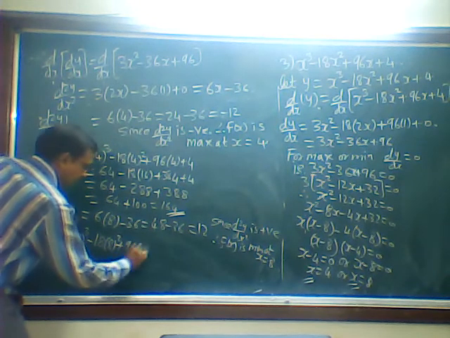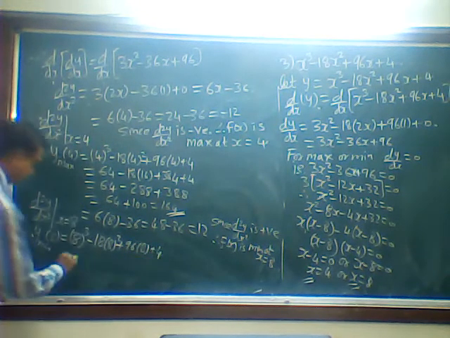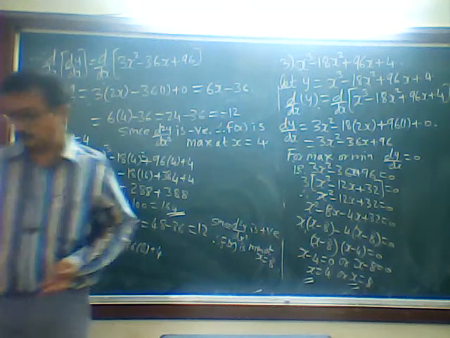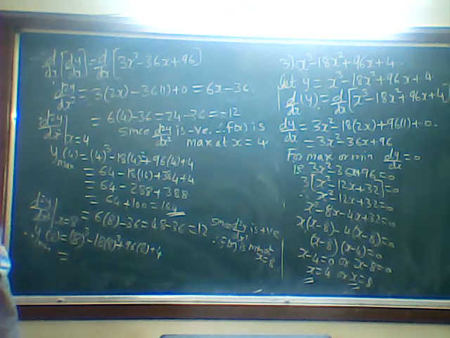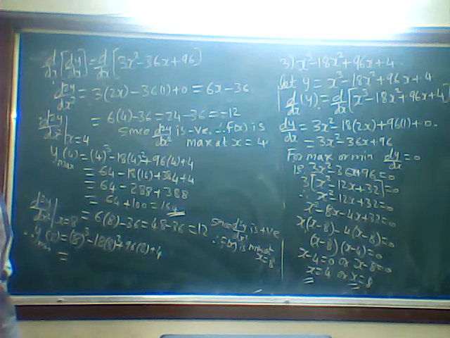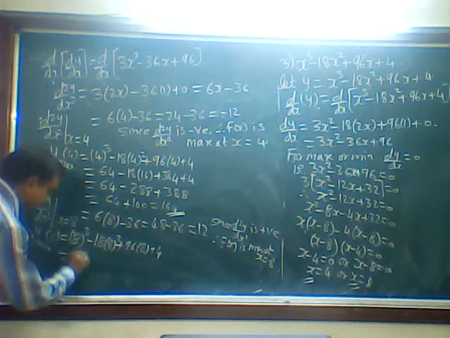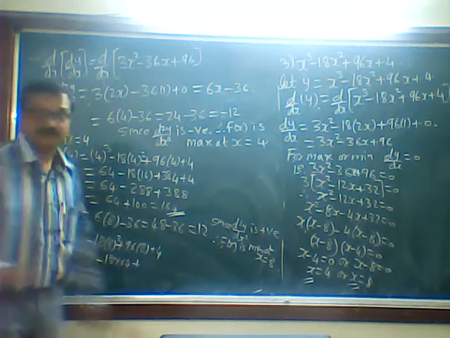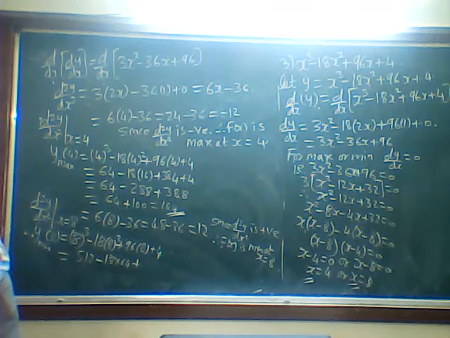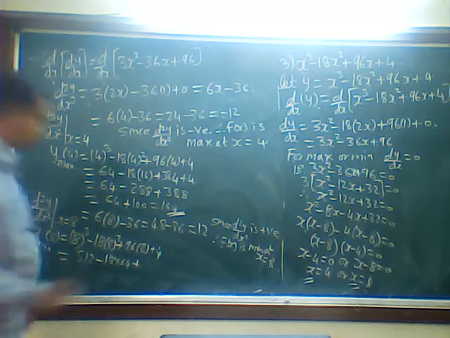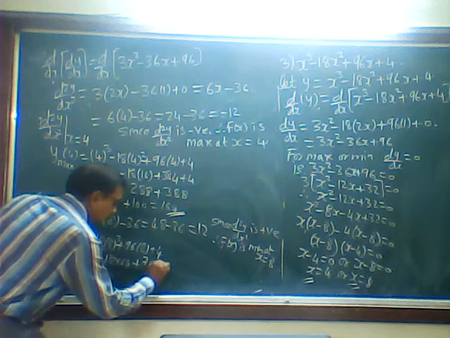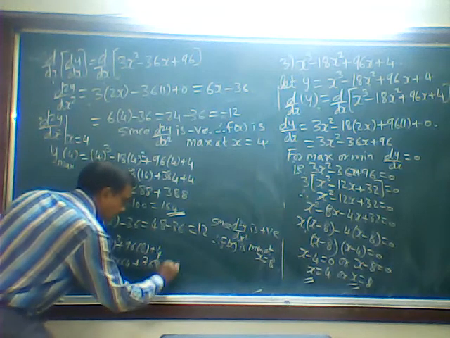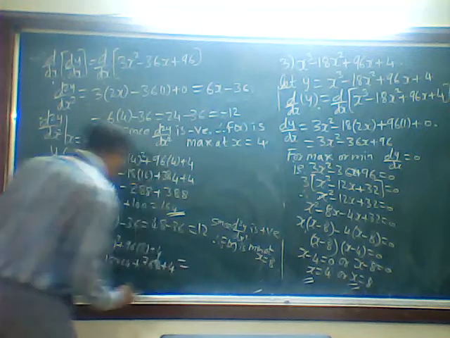Plus 96 into 8 plus 4. So 8 cube, 8 into 8, 64. 64 into 8 is how much? 64 into 8 is 512 minus 18 into 64 plus 96 into 8. 96 into 8, 768. 768 plus 4. So it will be how much?